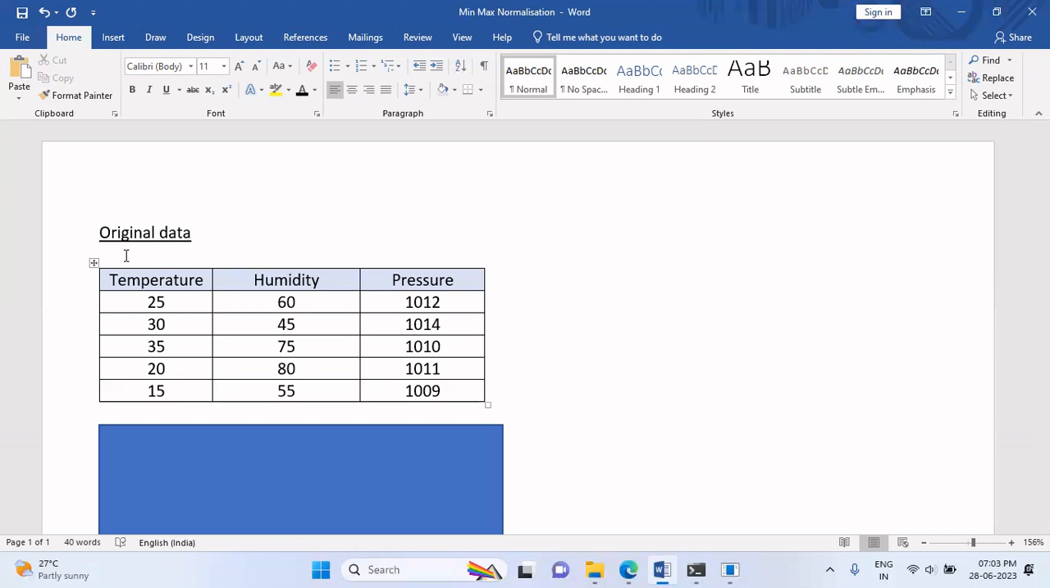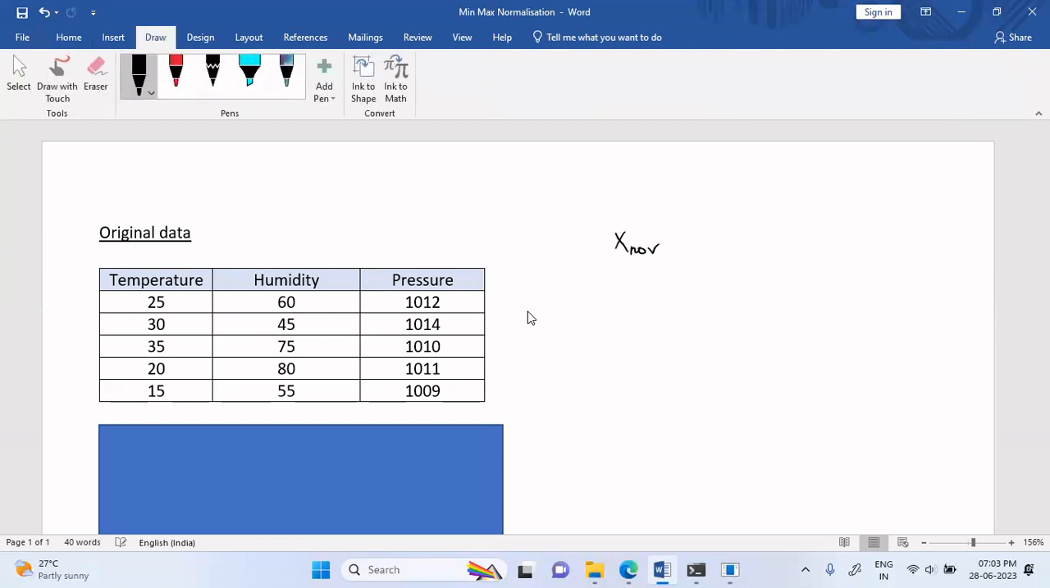So let's apply min-max normalization on this dataset. For applying min-max normalization, we need to use a formula. In min-max normalization, we use x normalized is equal to x minus x minimum, divided by x maximum minus x minimum. We need to apply this formula to each and every value present in the dataset.